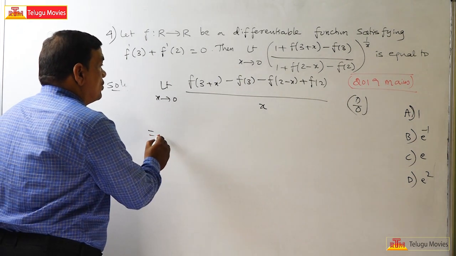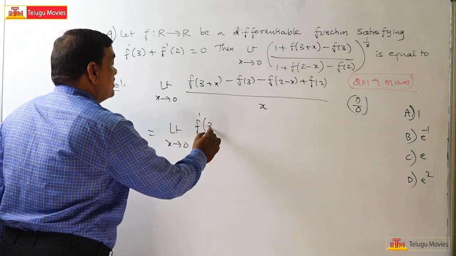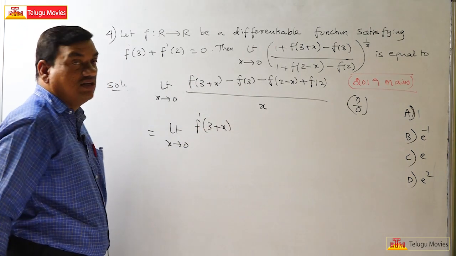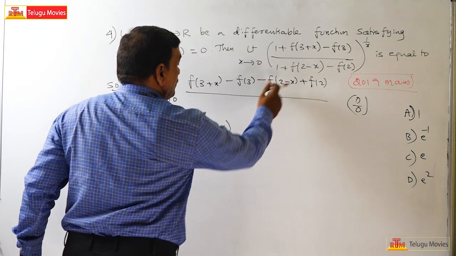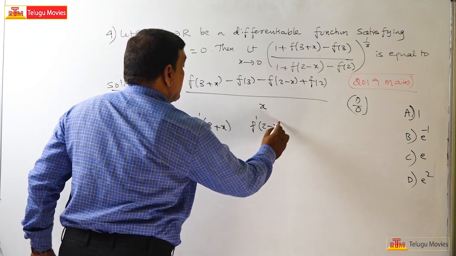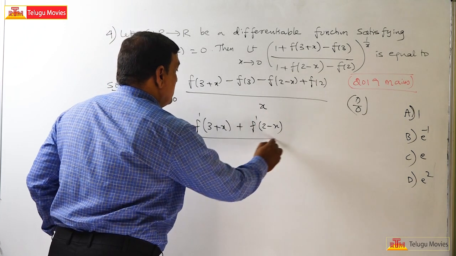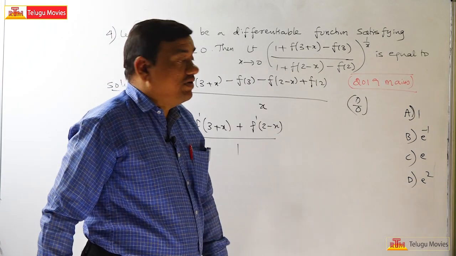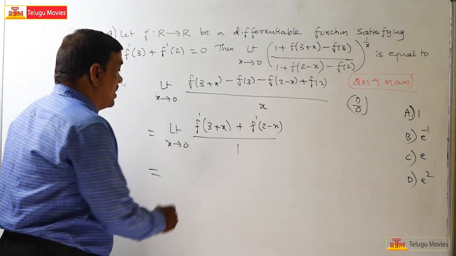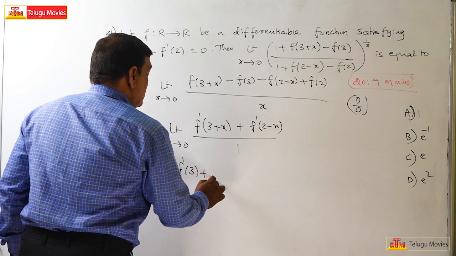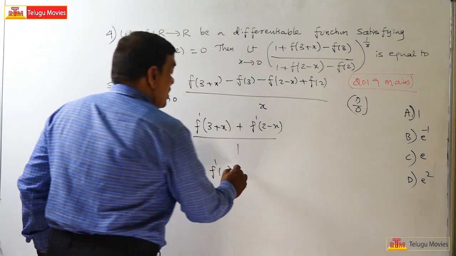So what is the L'Hopital rule? This is equal to the limit as x tends to 0 of f dash of 3 plus x, and the derivative of 3 plus x is 1, minus f of 3, derivative is 0, equal to f dash of 2 minus x. The derivative of 2 minus x is minus 1, already minus is there, plus 1 divided by 1, f of 2 derivative is 0. Now substitute 0 wherever x is there. This is f dash of 3 plus f dash of 2, which is already given as 0.